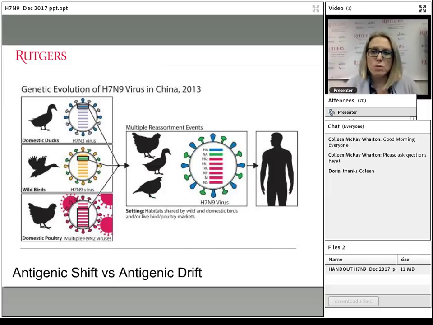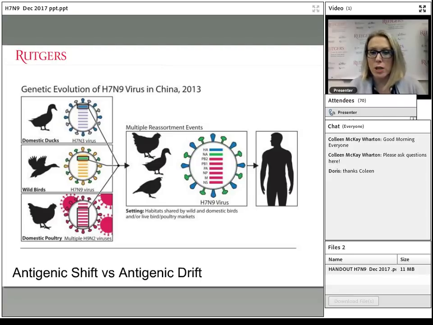And so this is also a good example to talk about the difference that we hear a lot with influenza viruses, antigenic shift versus antigenic drift. In general, this is a slide from CDC, and it talks about how the H7N9 virus in China originally developed in 2013. As I described before, the virus, as you can see in the center, has components from 3 different types of avian influenza viruses: one from an H7N3 virus coming from domestic ducks, one from an H7N9 virus from wild birds, that would be the neuraminidase component, and then the rest of the genome comes from domestic poultry.